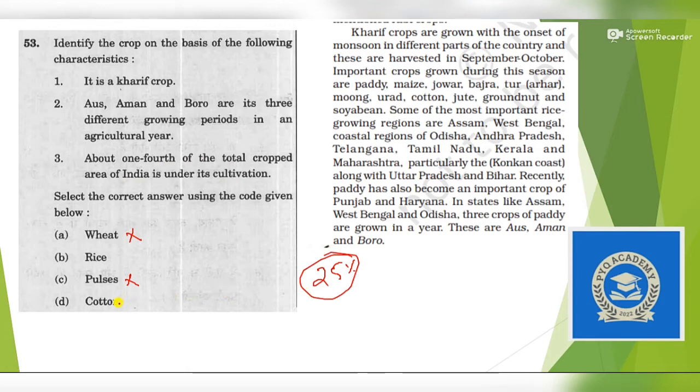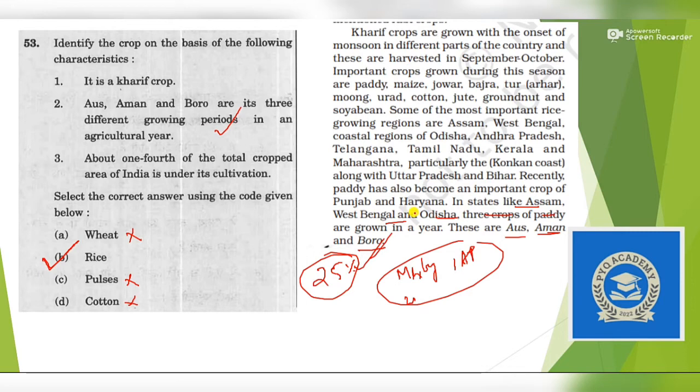So remember that cotton is only grown in a few areas of the Deccan Plateau, which is Maharashtra, Gujarat, some areas of AP. So it cannot constitute 25%. So definitely cotton is not our answer. We get the answer, option B. So by this elimination method we can also get our answer. And yes, the second statement is also true. It is also related to rice. Here you can see in states like Assam, West Bengal, Odisha, three crops of paddy are grown in the year, and these are Ash, Aman, and Boro. So it is directly given in NCERT.